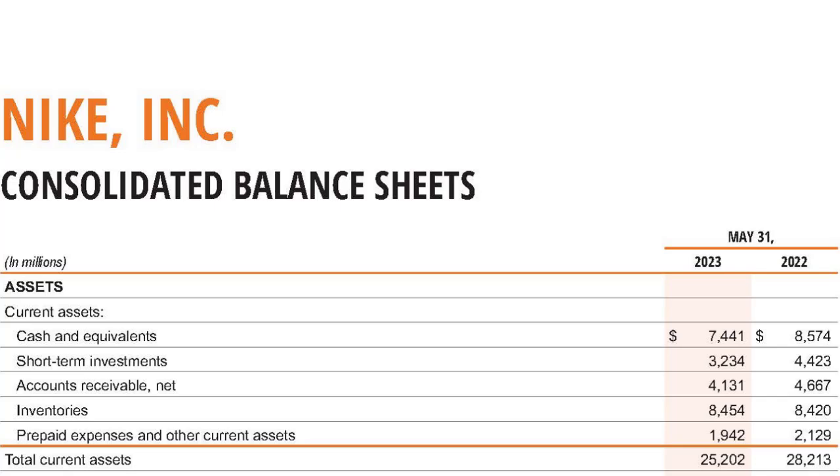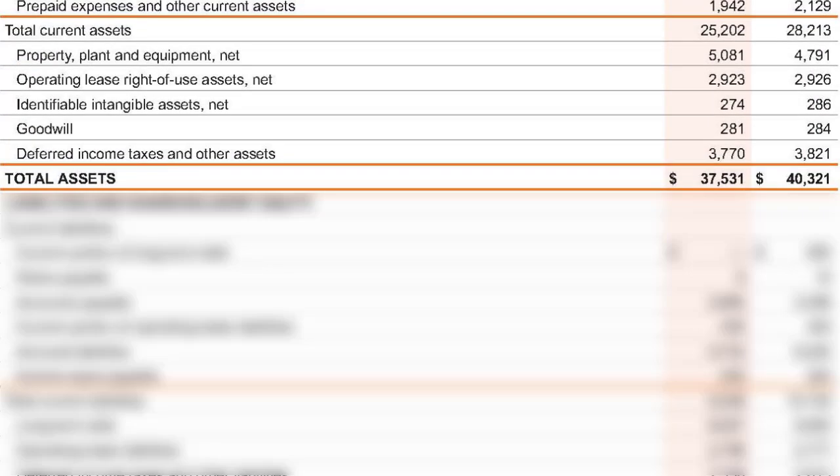other current assets. Other current assets is a catch-all bucket for other items which don't fit into the above. Add them all up and we get the total current assets. Next we have the non-current assets. First is property, plant and equipment. Next we have something we didn't cover earlier, operating lease rights of use assets.